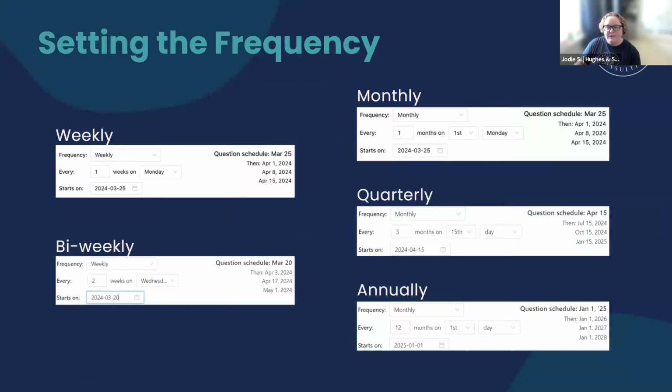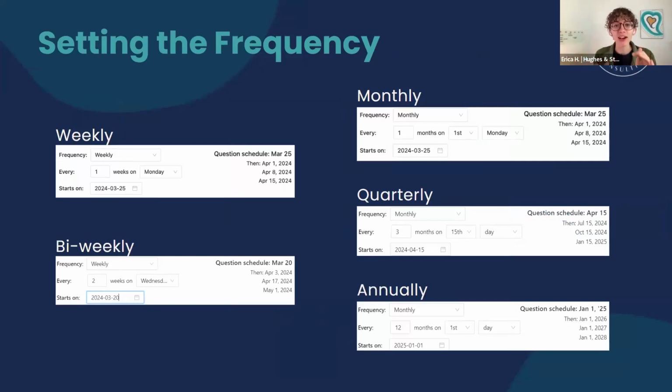Now, this is an area that really isn't the most intuitive, so let's break this down. When you go to set your frequency, there's two options: weekly and monthly. But that doesn't mean that's all we're limited to.